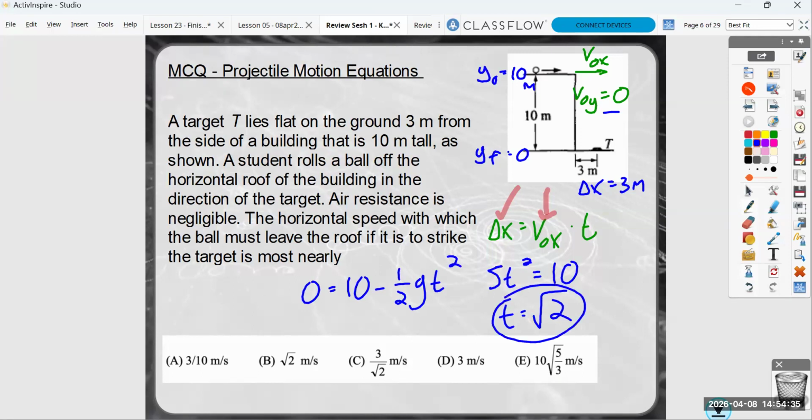Which then tells me that my x velocity needs to be what? 3 over √2, absolutely. Because we need to find our x velocity, we go delta x over t. It goes 3 meters. It takes √2 seconds to do so. So sometimes you need to work around a little bit and figure out which directions you're looking at. Cool.